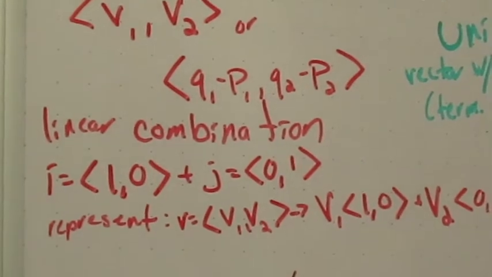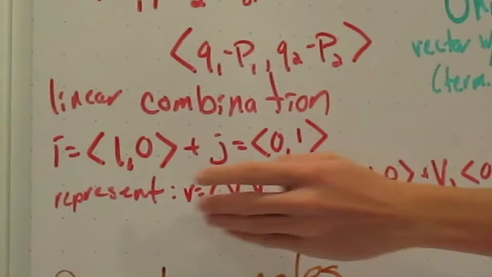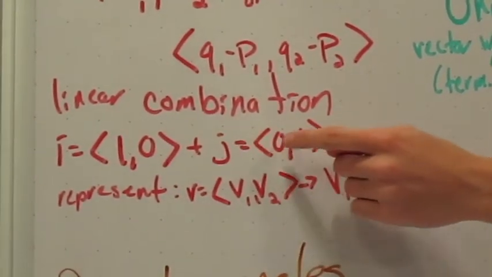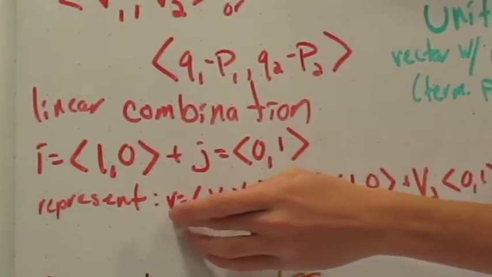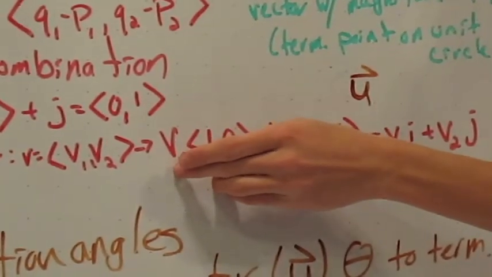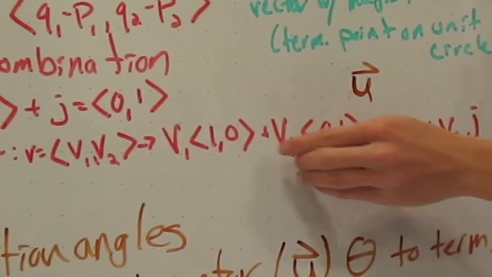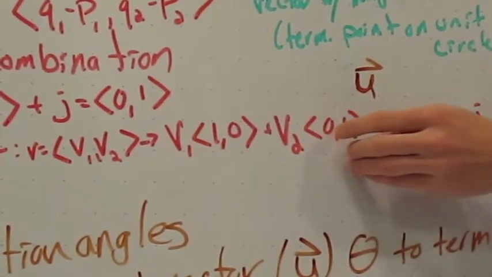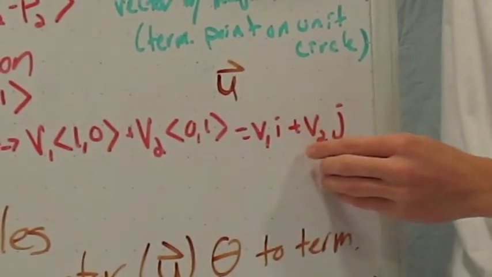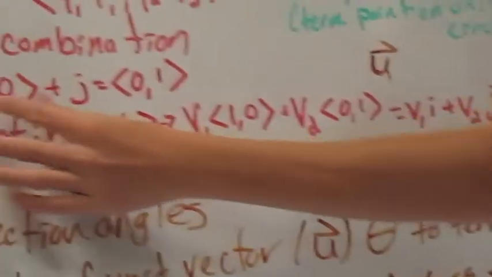Now, the linear combination is kind of taking this and making it more readable and usable. We have i represent 1, 0, and j represent 0, 1. This means a vector v1, v2 can be v1 times the vector 1, 0 plus v2 times the vector 0, 1, which equals v1 of i plus v2 of j, since this comes from here and this comes from here.